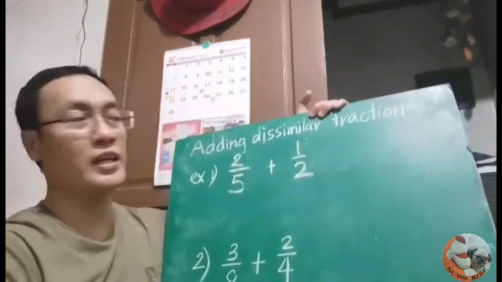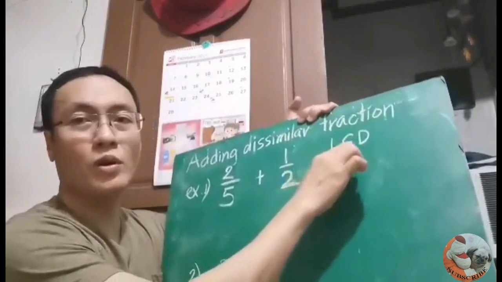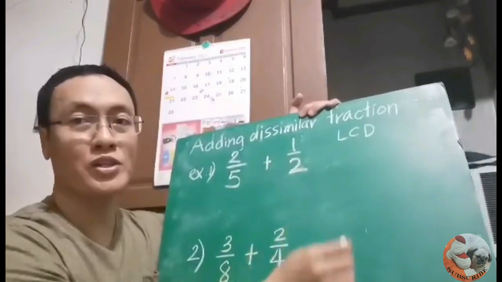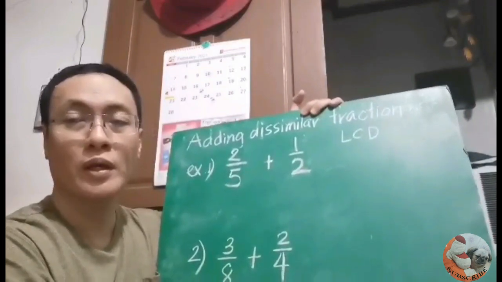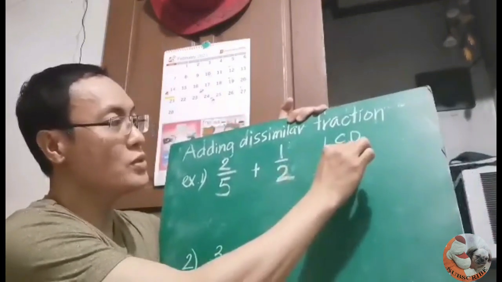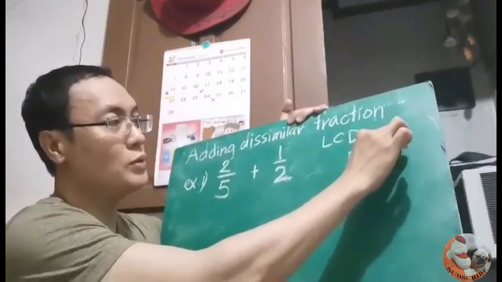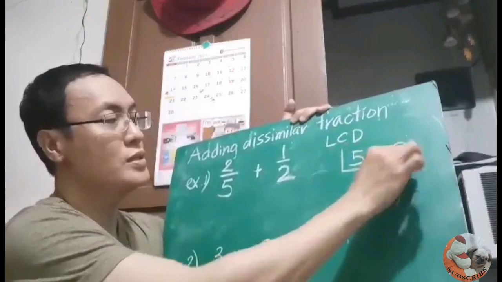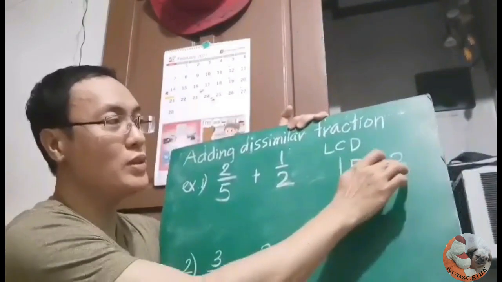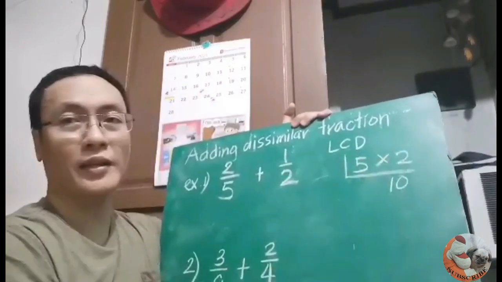By finding the LCD. LCD stands for least common denominator. Common denominator para ma-add natin yung fraction. Like adding similar fractions. Gagawin natin siyang similar fraction. Okay, so get the LCD of 5 and 2. Okay. So divide natin. Since wala namang common factor na makakapag-divide sa 5 and 2, we just multiply 5 times 2. And the LCD is equal to 10.